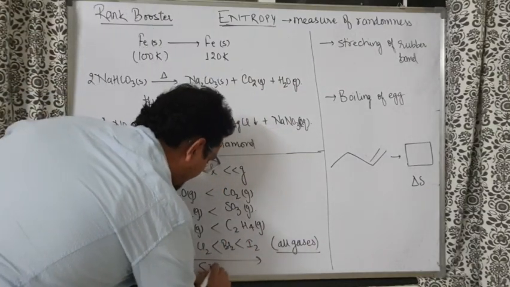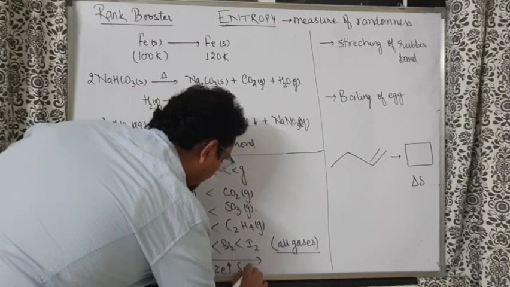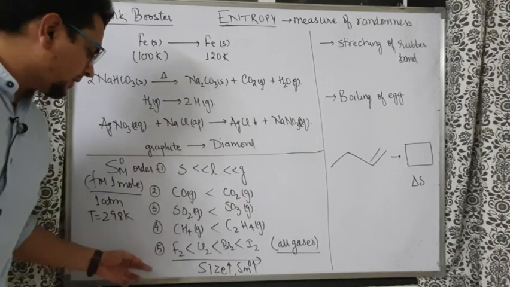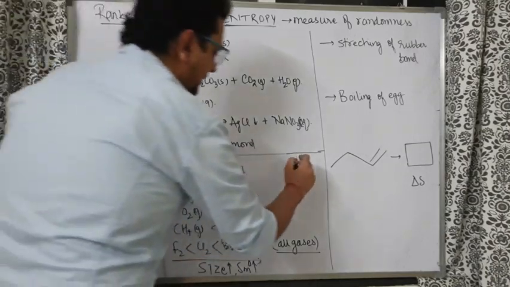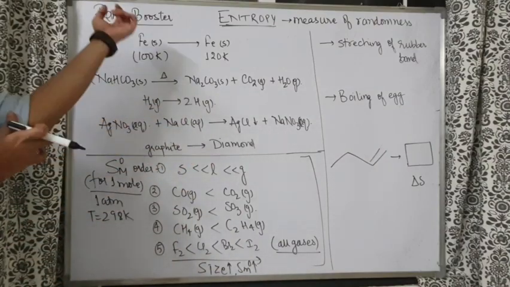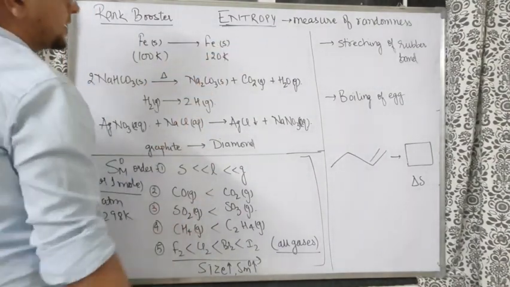So we can say as the size increases, disorderness or the entropy or standard molar entropy increases. So this is a very important concept. I have compiled it for you from several books, so this will help you a lot. Now, entering into the questions here.